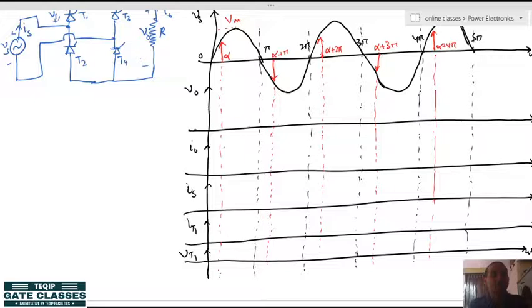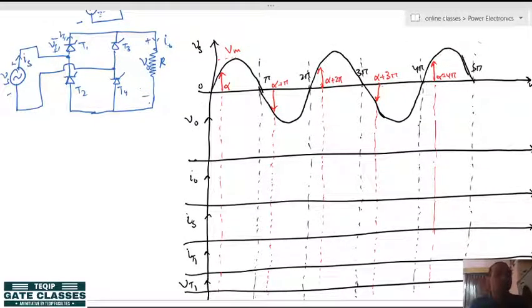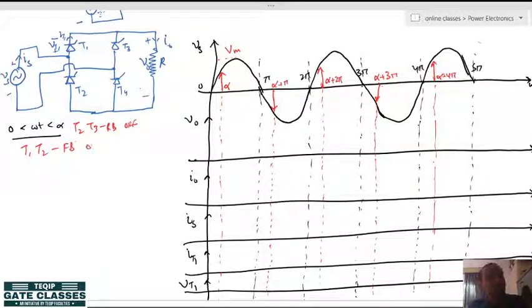Now you see, from 0 to the alpha instant, what is happening here? Thyristors T1 and T4 are positive. I am not explaining in detail why they are positive; I have already explained it with the diodes. So, thyristors T1 and T4 are forward biased, and T3 and T2 are reverse biased, which means off. T1 and T4 are forward biased but still off.